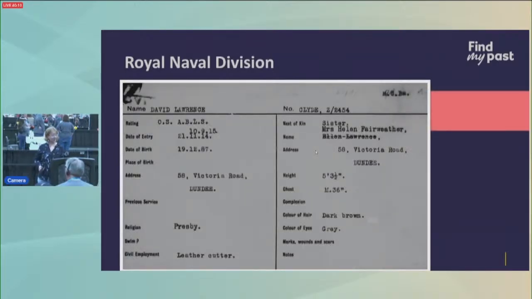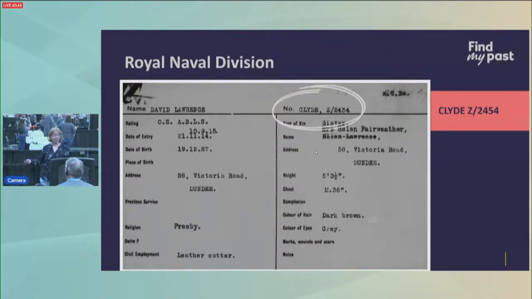Again, another just quick example. In this case, the service number is at the top. It's quite different. Service numbers in the Navy need their own kind of special education. Okay, so this service number is actually Clyde Z/2454. The Clyde indicates the Clyde Division, which was based in Glasgow. A Clyde man might have a number of Clyde like this one, which means in this case, this is letter Z, which was implemented in 1914.